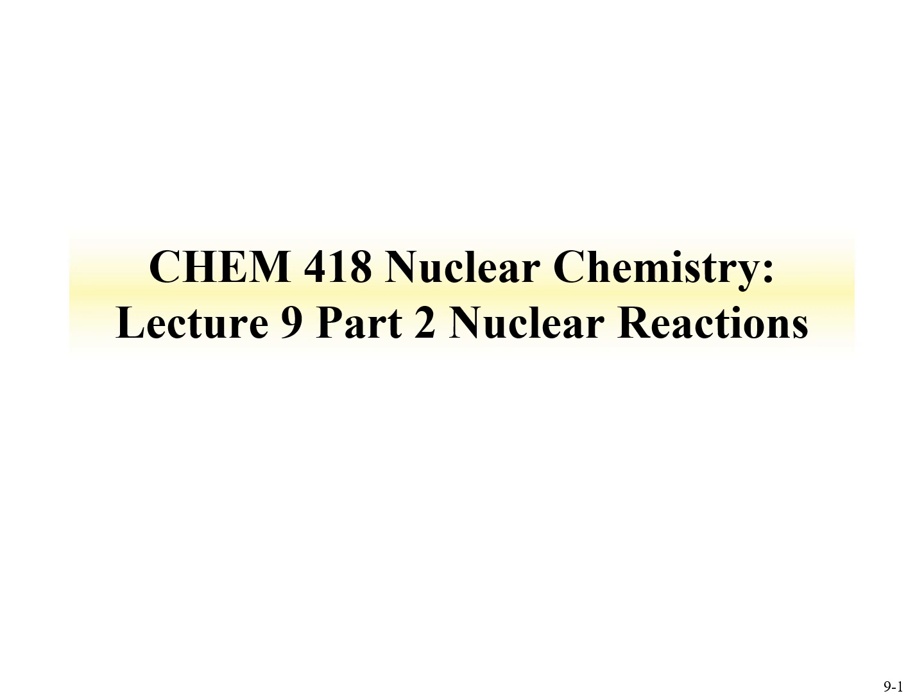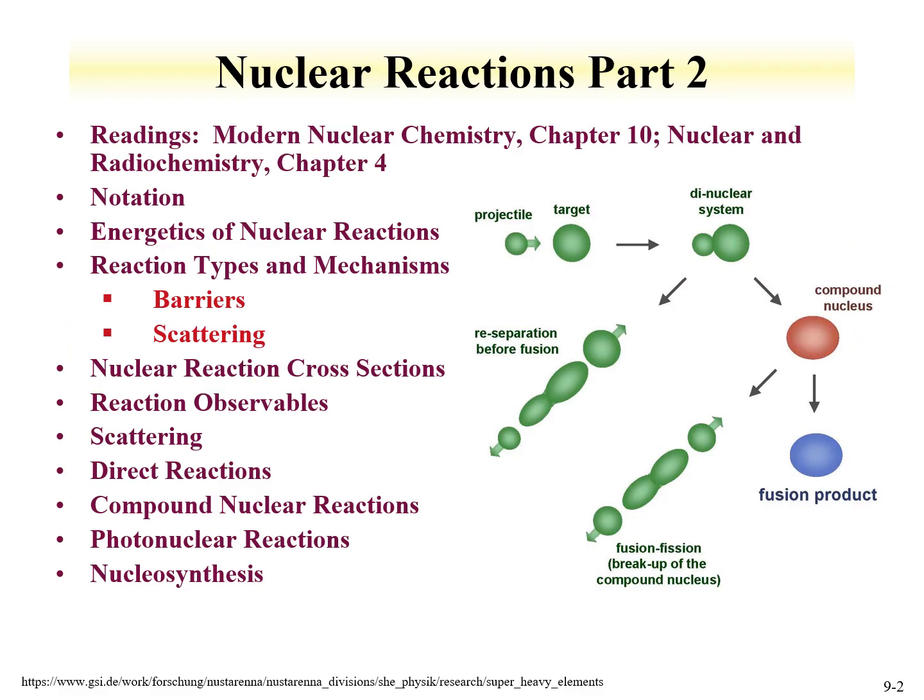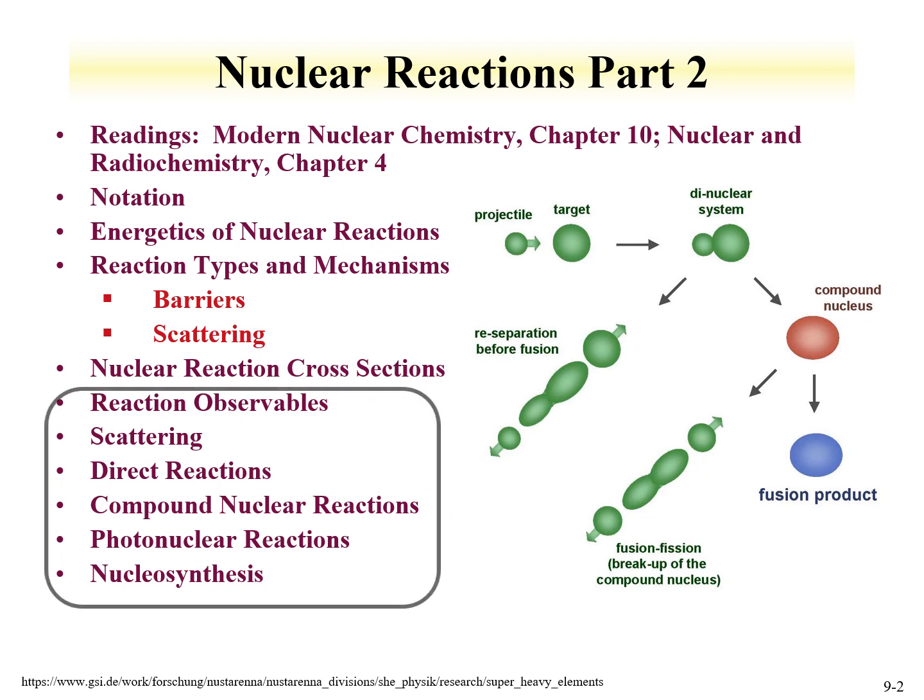Welcome to part 2 of lecture 9 for Chemistry 418, the second part of the lecture on nuclear reactions. The readings for the second part of the lecture on nuclear reactions are the same as the first part: Modern Nuclear Chemistry, Chapter 10, and Nuclear and Radiochemistry, Chapter 4. Part 1 covered notations, energetics of reactions, reaction types and mechanisms, and ended with nuclear reaction cross-sections.